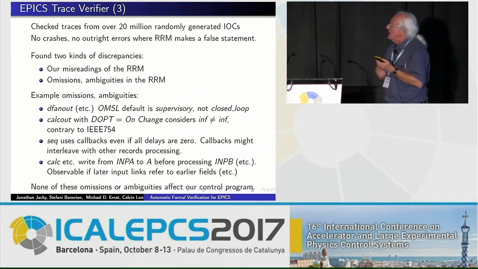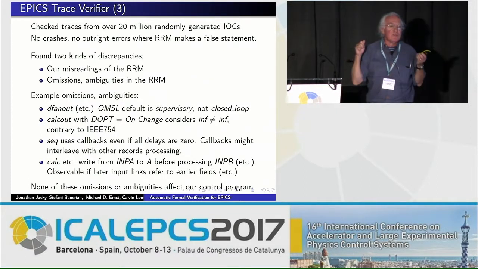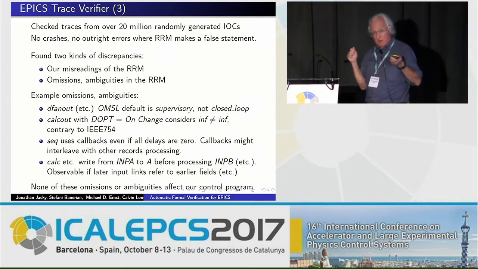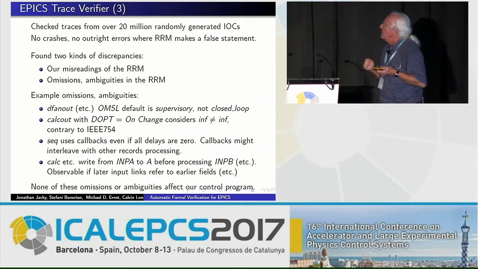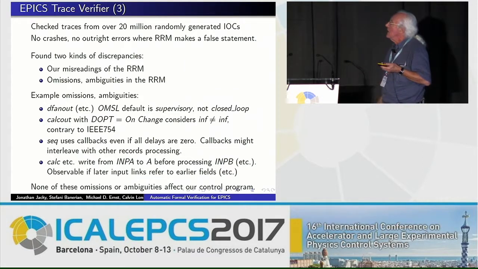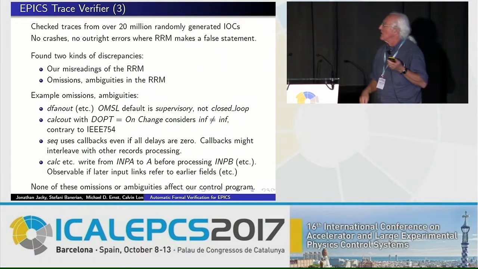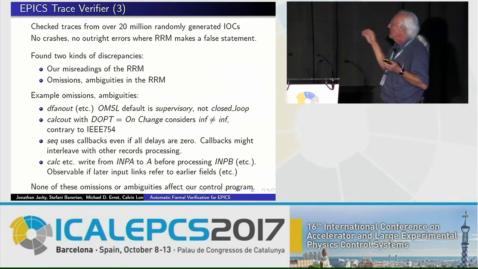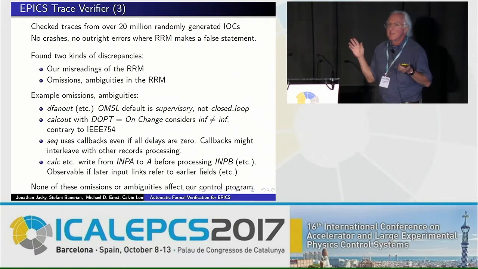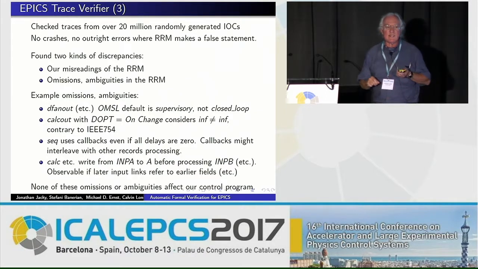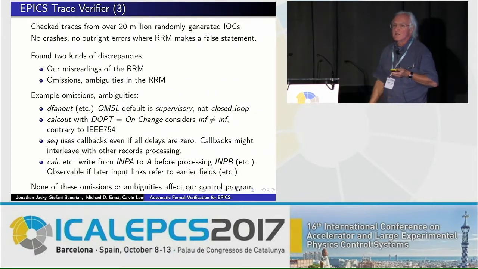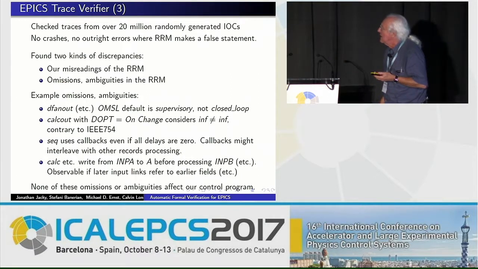What we did find is we did have some discrepancies. Most of them were due to our misreadings and misunderstandings of the record reference manual. But we did find some omissions and ambiguities in the record reference manual, which tend to be in these obscure corner cases, but it's notable. Just to give you an idea of the kinds of things that the trace verifier found: there were some cases in which default values were not clear. There were some mathematical oddities, like an EPICS IOC considers infinity to be unequal to infinity.